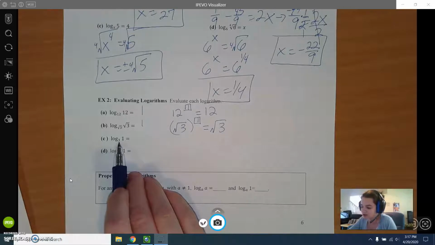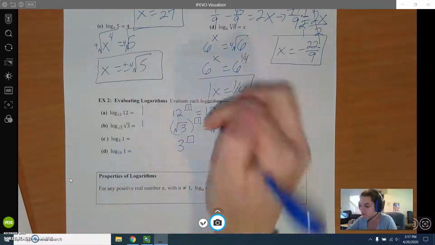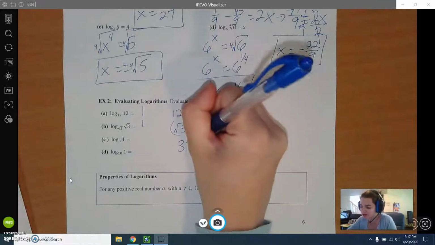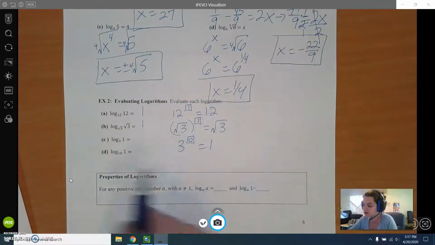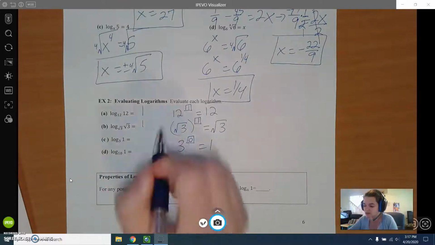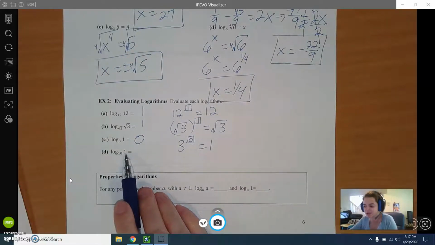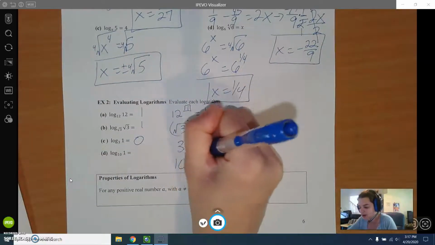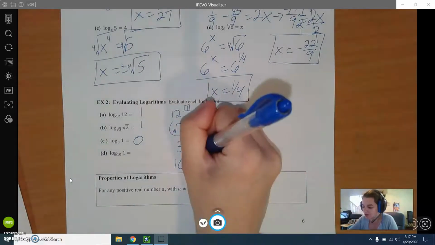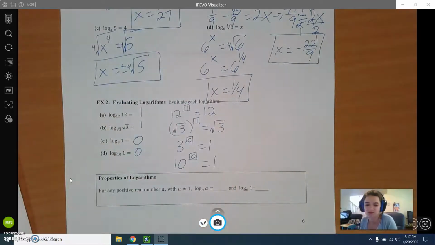In part C, we've got log base 3 of 1. So in exponential form, I'm thinking 3 to what power gives me the 1? Well, anything to the 0 power is 1, so 3 to the 0 equals 1. So when it has evaluating log base 3 of 1, it's going to equal my exponent of 0. Last one, log base 10 of 1, same thing. I'm going to think 10 to what power gives me 1? Well, 10 to the 0 is 1, so that means that log base 10 of 1 equals 0.